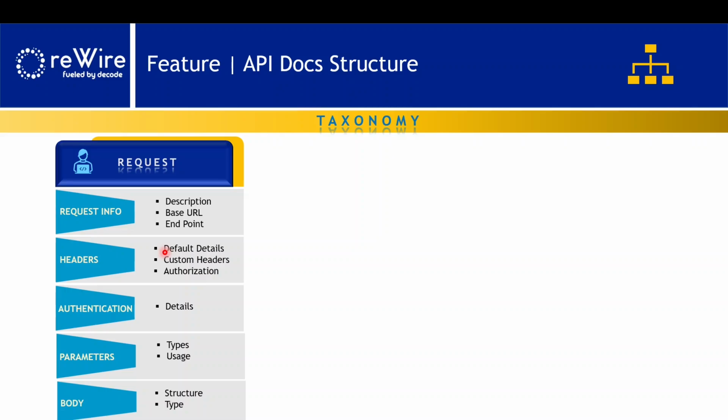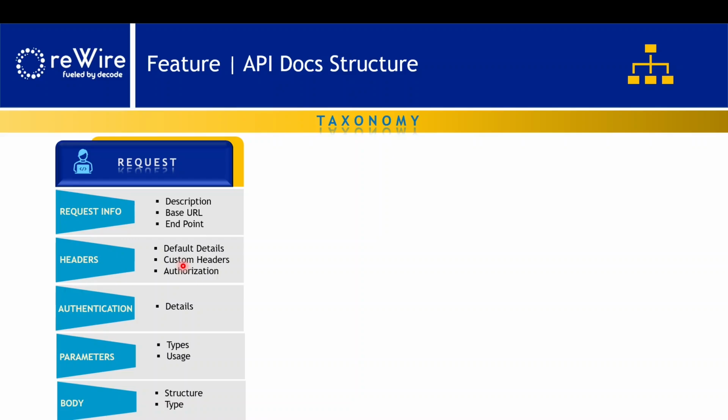Okay, that is the reason we call them headers. Like in our address, we are giving the pin code, right? Pin code, or so-and-so street, or so-and-so landmark, those details we are giving, right? Same thing we have to give here. Okay, so that is the header information, default details, custom headers.